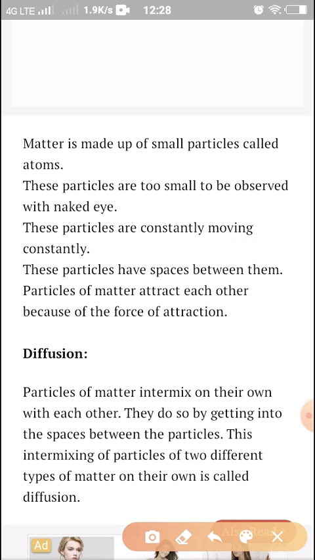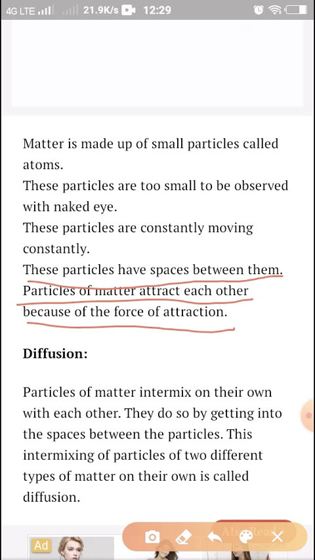Next, these particles have spaces between them. Particles of matter attract each other because of the force of attraction. The force of attraction is higher in solids, because you see that tables are joined, they don't move from one place to another, so the atoms are tightly packed, right? They also have spaces between them, but in solids they're tightly packed, just hugging each other, not letting anyone move out of the way, right?